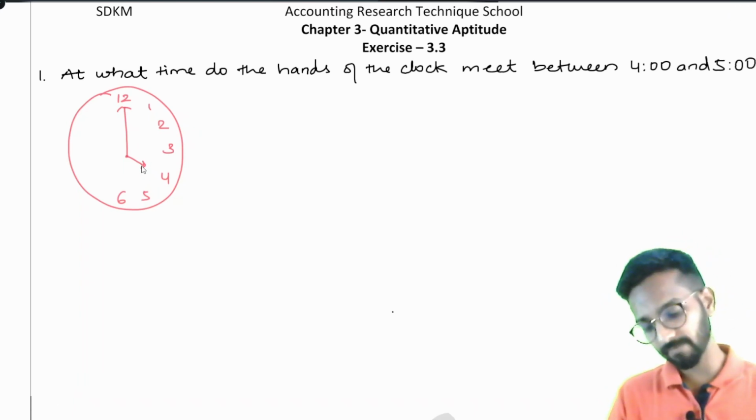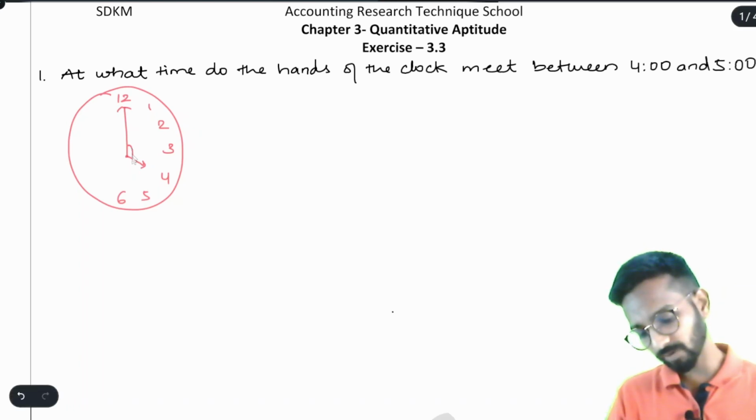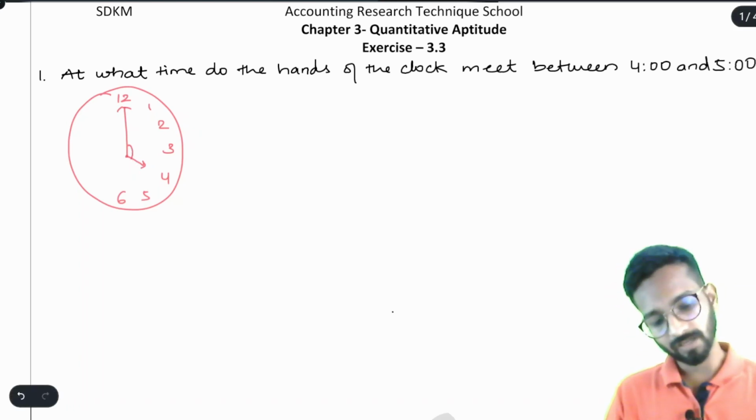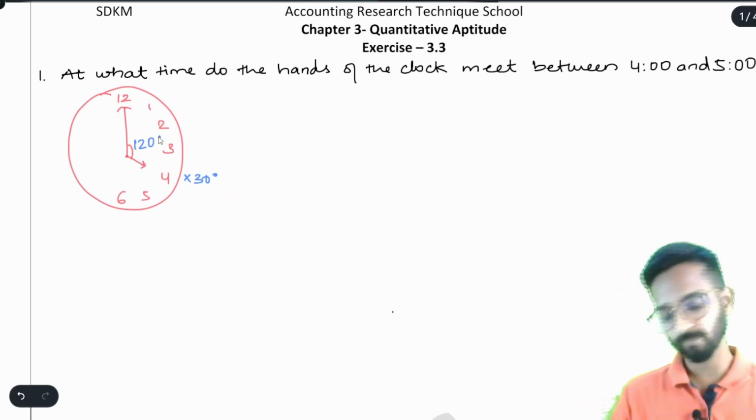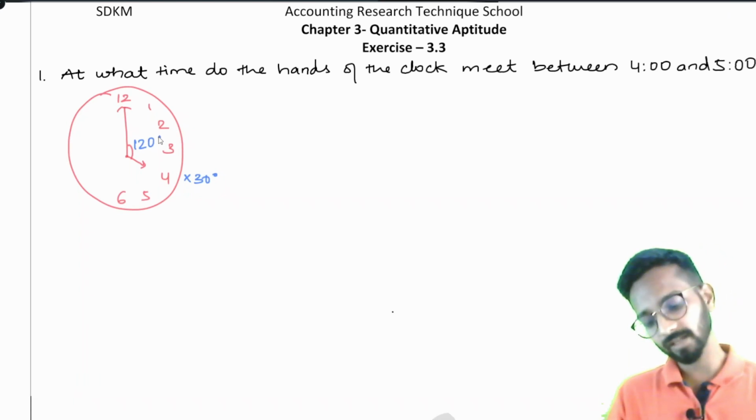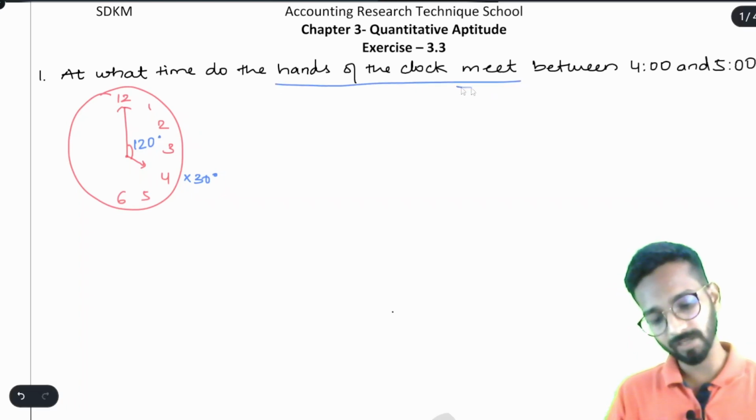So first what we have to understand is, at 4 p.m. what is the angle it is making? I will tell you a very simple thing. See, at 4, just multiply by 30 degrees. 4 30s are 120. So it is making exactly 120 degrees. Okay. Now they are saying between 4 and 5 p.m., when will the hands of the clock meet?